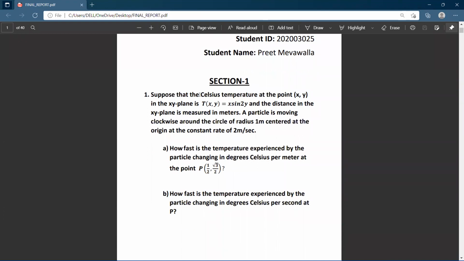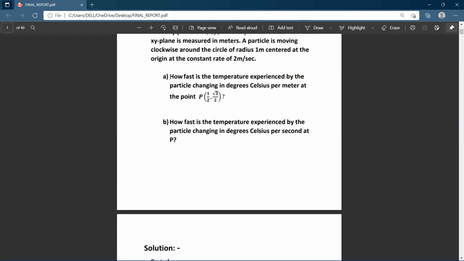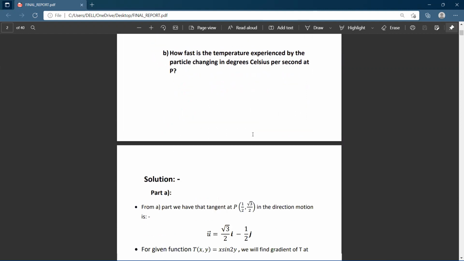Now, in this section 1, I have taken this question. The question is about the temperature at a point P in the xy plane, given by this function, where distance in the xy plane is measured in meters. A particle is moving clockwise around the circle of radius 1 meter, centered at the origin, at a constant rate of 2 meters per second. The first question: how fast is the temperature experienced by the particle changing, in degrees Celsius per meter, at the given point P?